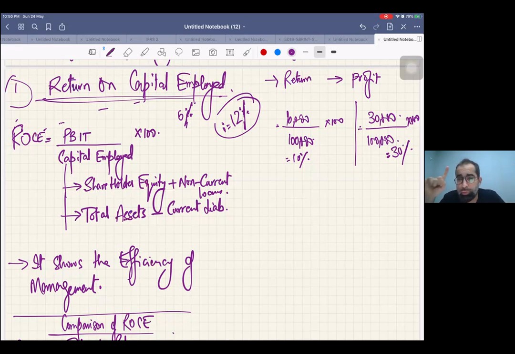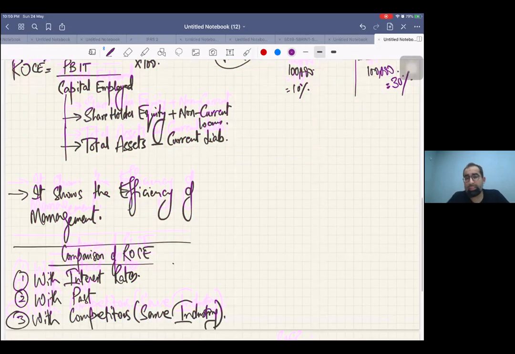So the first rule, don't forget, your ROCE, your return on capital employed, must be greater than the interest rate. Don't forget. Otherwise, the business is not performing well. Business is useless. Number two, we compare ROS with the past of the same company.